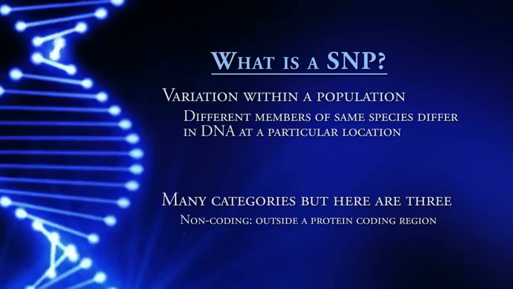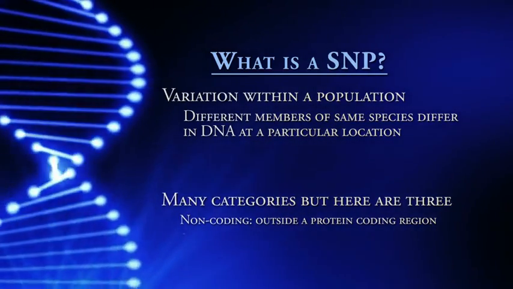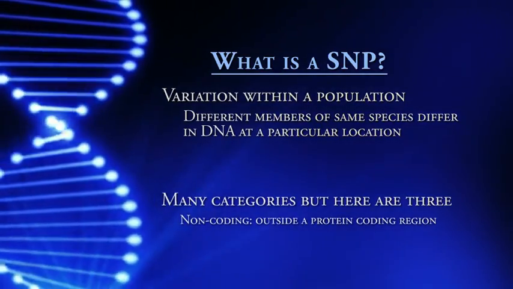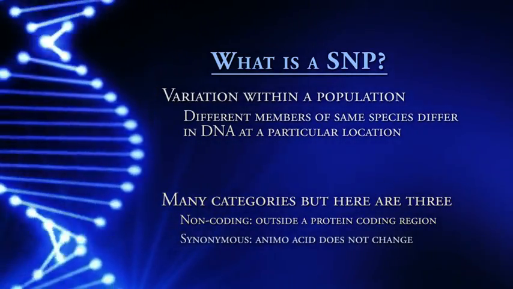There are many categories of SNPs, but we will focus on three. Non-coding SNPs are SNPs that are outside the coding region. So if non-coding SNPs are the SNPs that are outside coding regions, then we can classify SNPs that are within a coding region. Within a coding region, there are two categories.